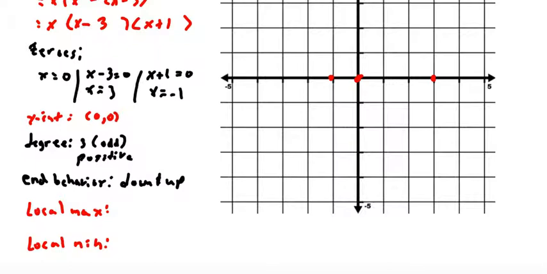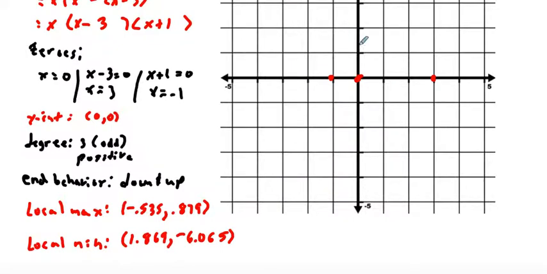So now let's come over here and let's name those. So my local max there is negative 0.535 and 0.879. My min here, my local min, 1.869. And negative 6.065.